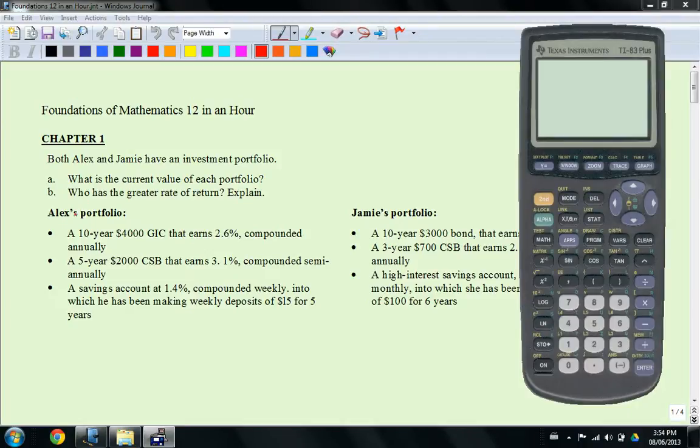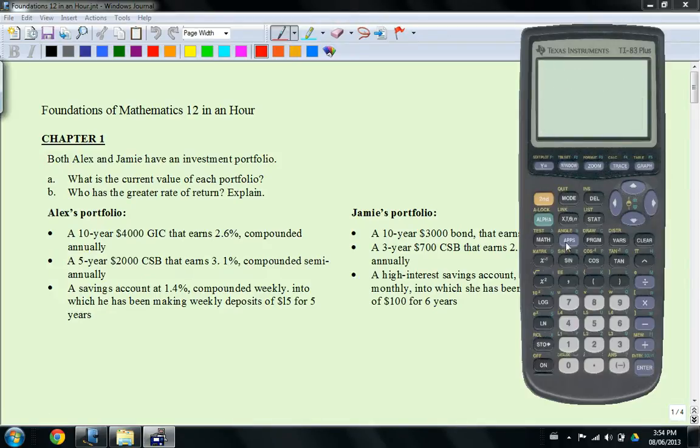So we're going to start by talking about chapter 1 with Alex and Jamie, and each person having a portfolio. Alex's portfolio consists of 3 parts: a 10-year $4,000 GIC that earns 2.6% interest compounded annually. So we're going to calculate the value of that right now.